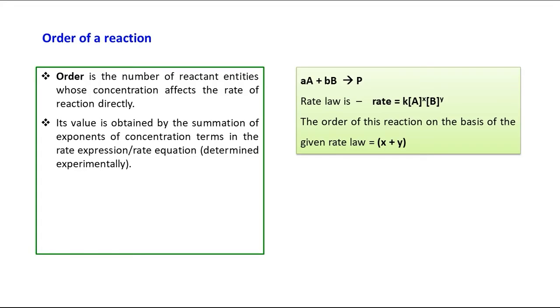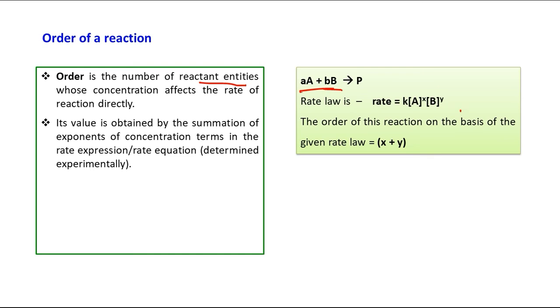First, we will see what is order of a reaction. It is the number of reactant entities whose concentration affects the rate of reaction directly. So here we have a reaction: a moles of capital A and b moles of capital B reacting with each other, and we are getting product P. And the rate law, which is found experimentally, is presented here.